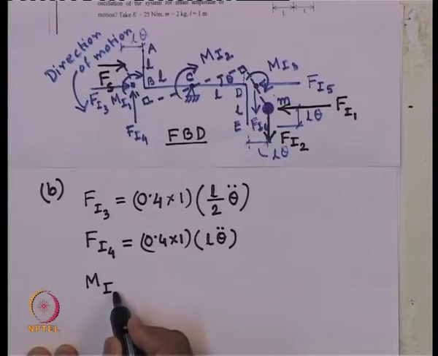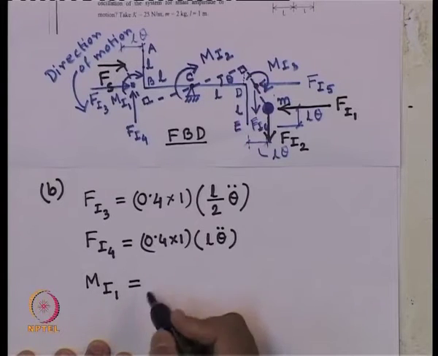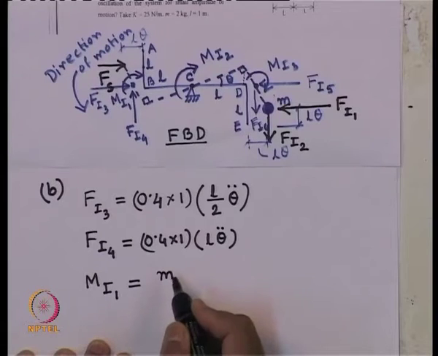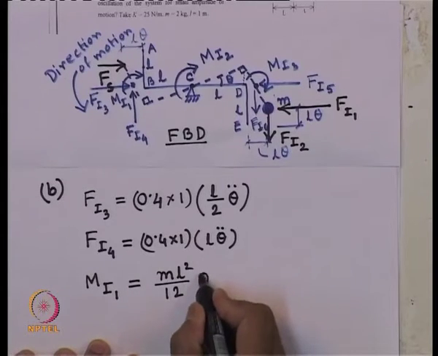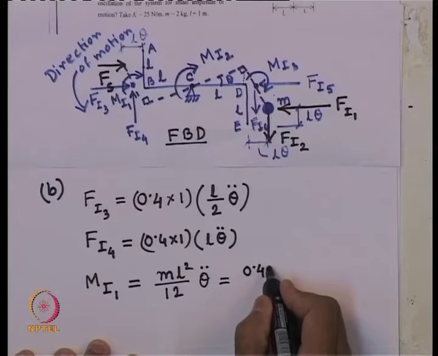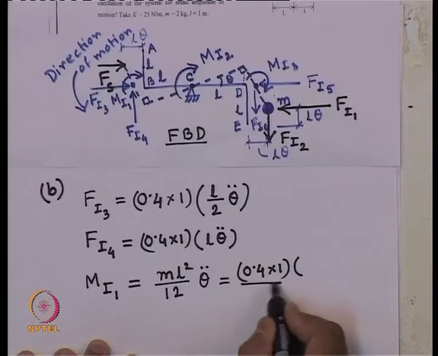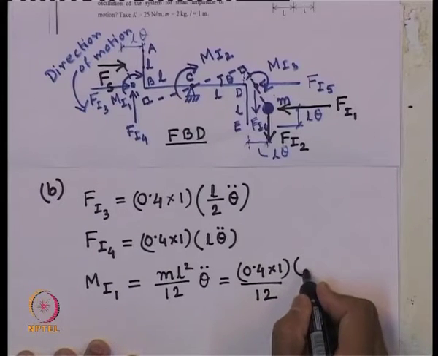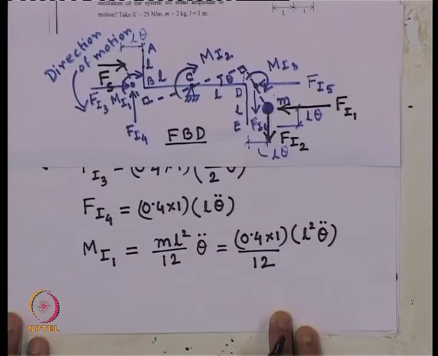And how much is M I 1? We have learnt earlier that the mass moment of inertia will be m L square by 12 about the center for any rigid bar, times theta double dot, which means 0.4 times 1 is the mass, and L we will keep here, L square theta double dot. So, that is our M I 1.